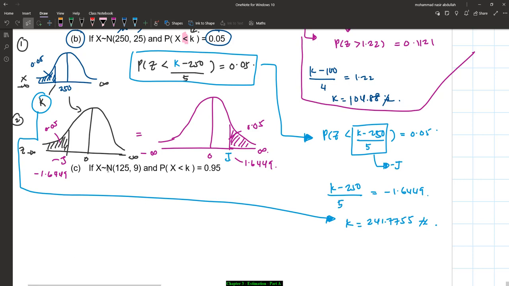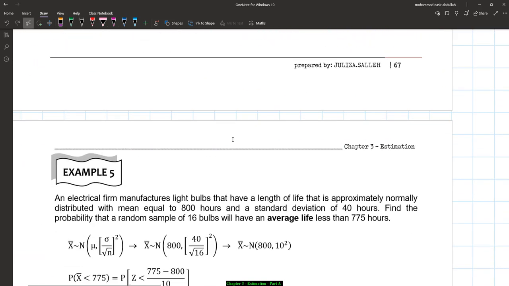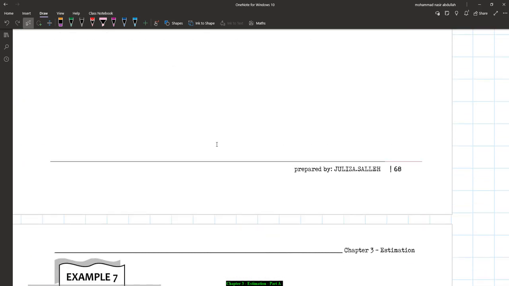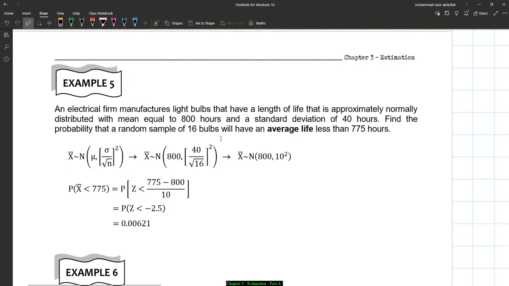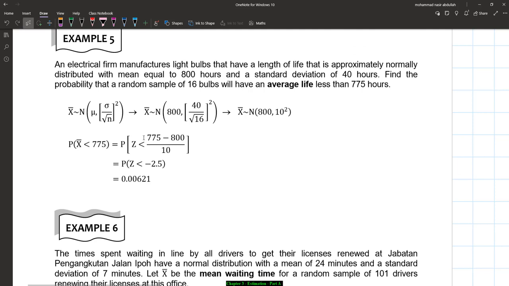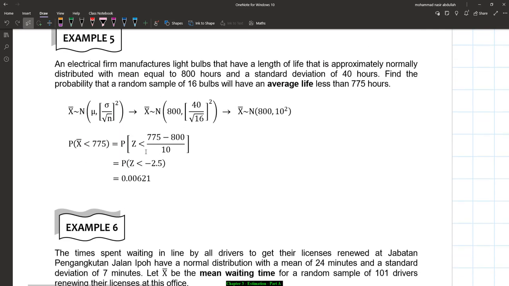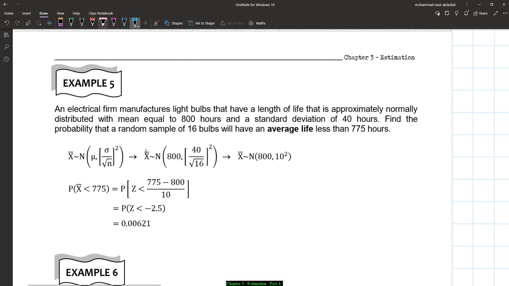So you can find the values of C and D, try to do it yourself. D also you can do by yourself. Let's look at example number 5. Number 5 you can look at yourself later. Okay. Now let's look at example number... It's okay, I will explain to you. Example number 5.